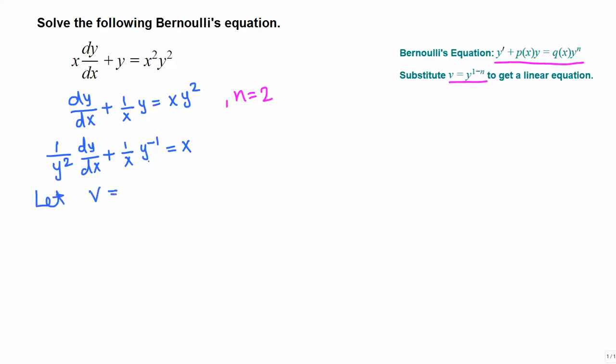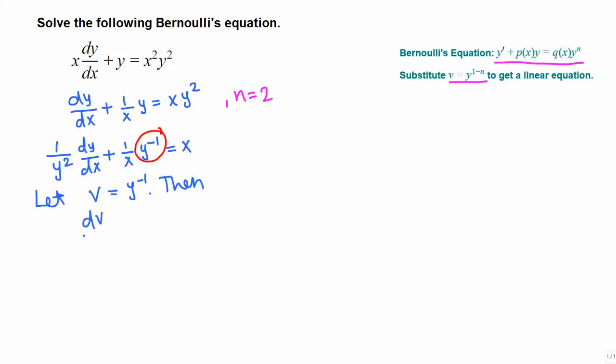Okay, now we let v be y to the negative 1. That's our v. Or we could go in this way: v equals y to the 1 minus n, which is negative 2 plus 1, so negative 1, and that's in fact where it's coming from. Now we want to convert this equation into a linear one, and we hope that will be the case with this substitution. Now to find dy/dx, let's find the derivatives of both sides with respect to x.